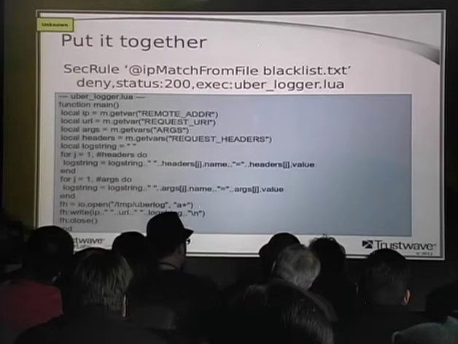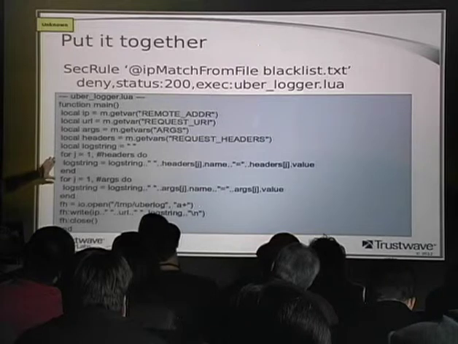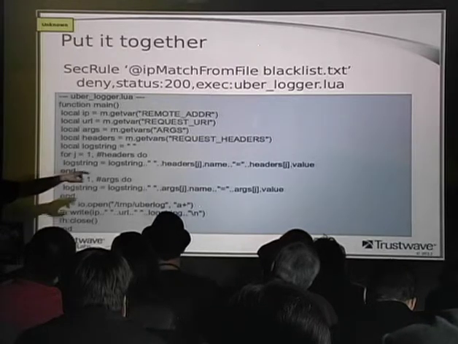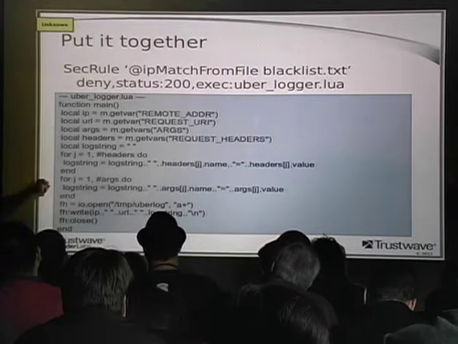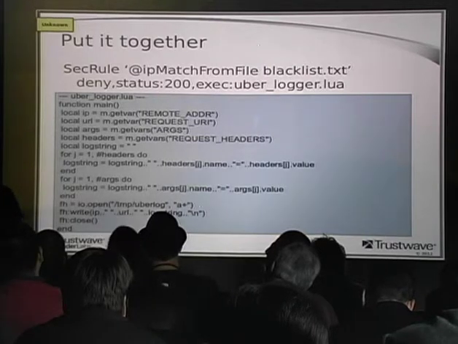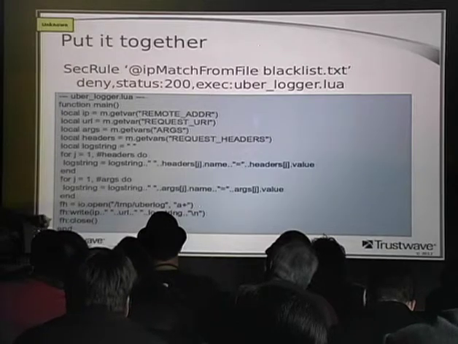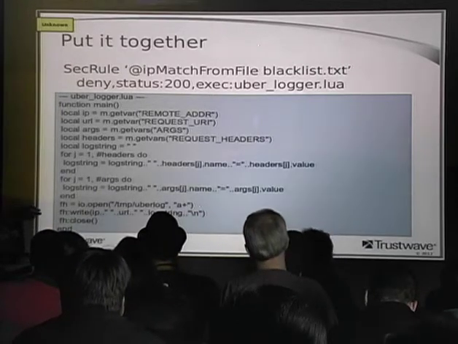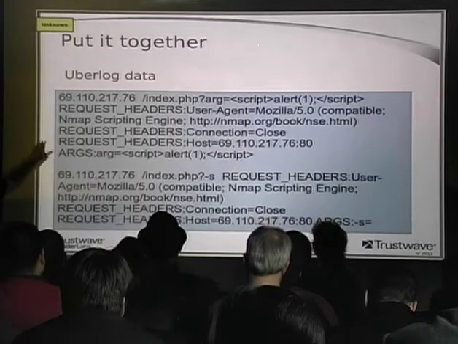The gist of this is, up here is assigning variables. Down here, a couple of for loops to pull every list of the request header information, and in this case, all the argument strings, including POST argument strings. And then open this uberlog file and write to the uberlog string. This will give you a lot more information than a standard Apache log. It will give you stuff like this.